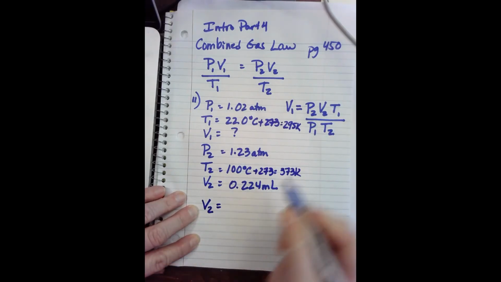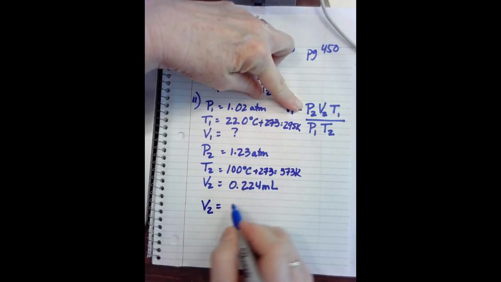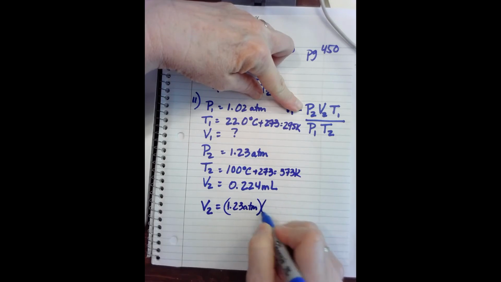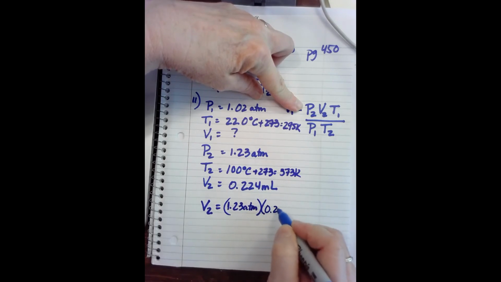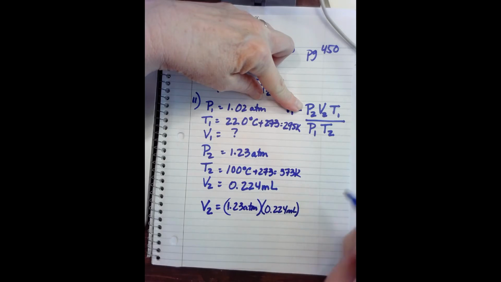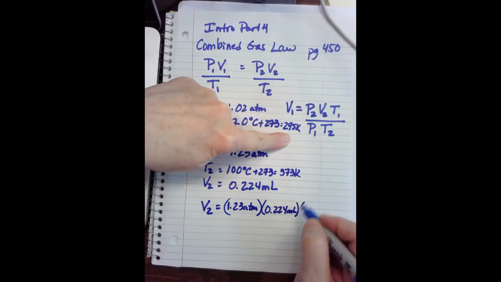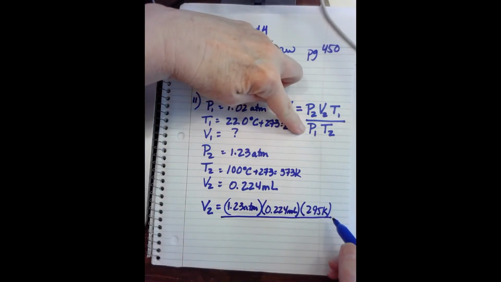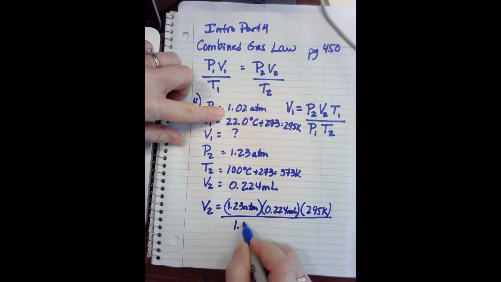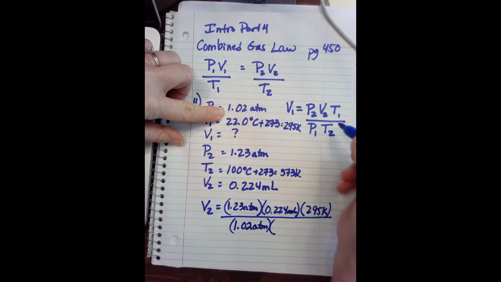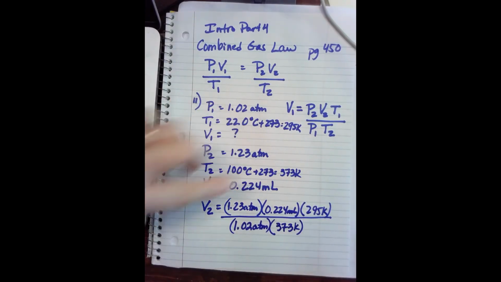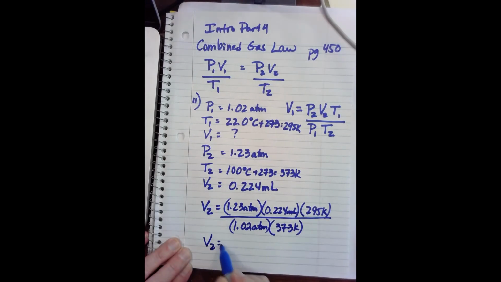So V1 equals, pressure 2 is 1.23 atm. Volume 2 is 0.224 milliliters. Temperature 1 in Kelvin is 295 Kelvin. We're going to divide that by P1, which is 1.02 atm, times 373 Kelvin. Now, here is what I'm going to encourage you to do.